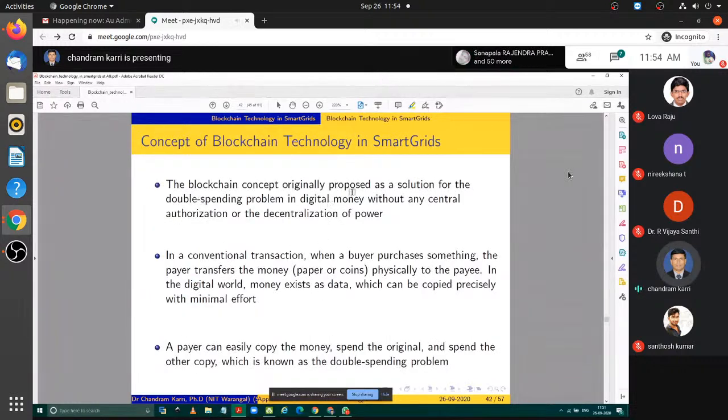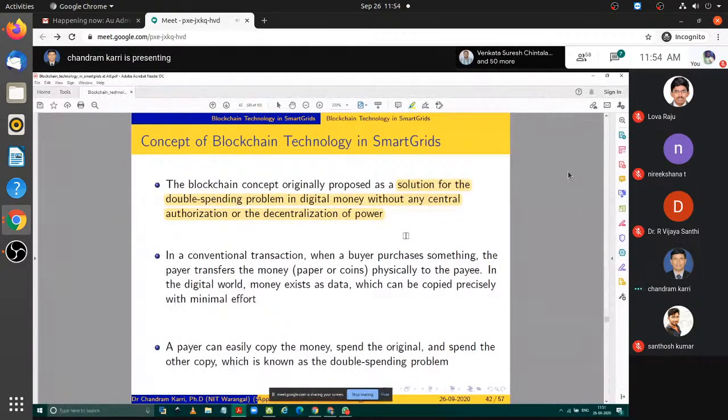The concept proposed a solution for the double spending problem in digital money without any central authorization or the decentralization of power. So what is the main motive of blockchain technology? It's like peer-to-peer. Peer-to-peer in the sense one hand to another hand. So there is no requirement of a centralized authority.